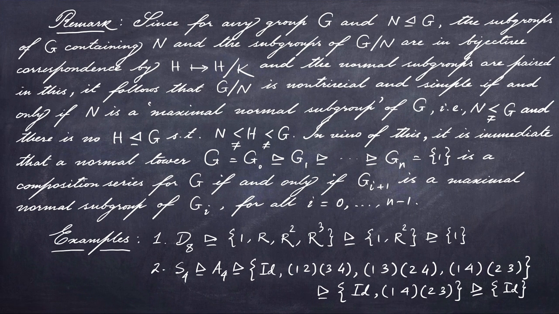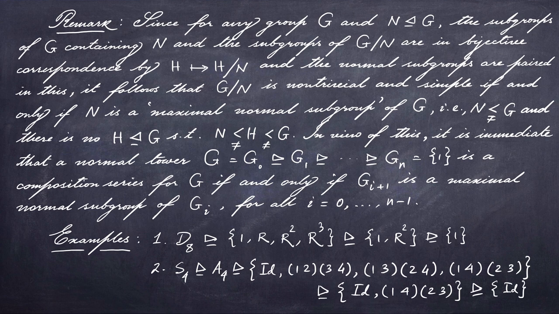So let me make the remark here that for any group G and normal subgroup N, the subgroups of G containing N and the subgroups of G modulo N are in bijective correspondence, and the correspondence is sending each H to H modulo N. And the normal subgroups are paired in this correspondence.